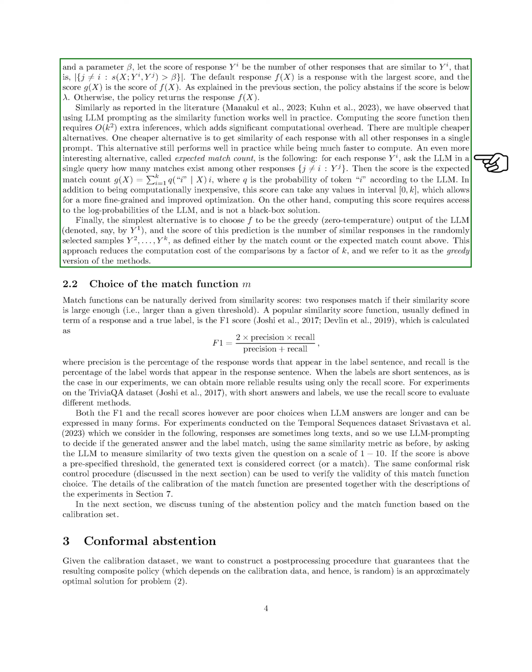Using LLM prompting for similarity has been effective in practice. Calculating the score function requires K² additional inferences, which can be computationally intensive. One cost-effective alternative is to compute the similarity of each response with all others in a single prompt, which is faster. Another alternative, called expected match count, involves asking the LLM in one query about the number of matches among other responses for each response y(i). This method provides a more detailed optimization range but requires access to the LLM's log probabilities.